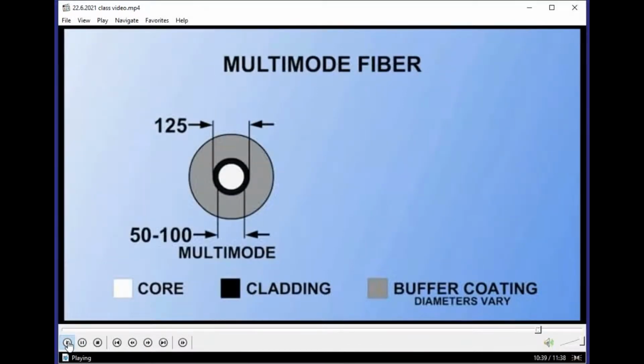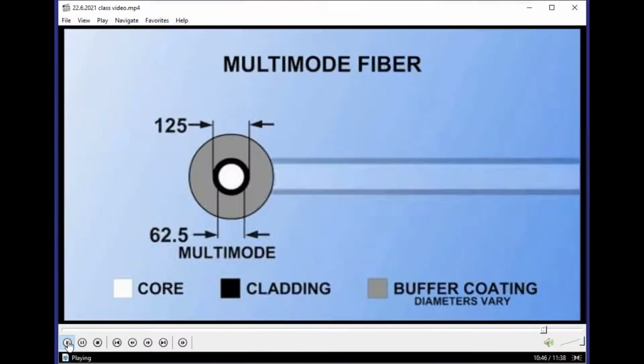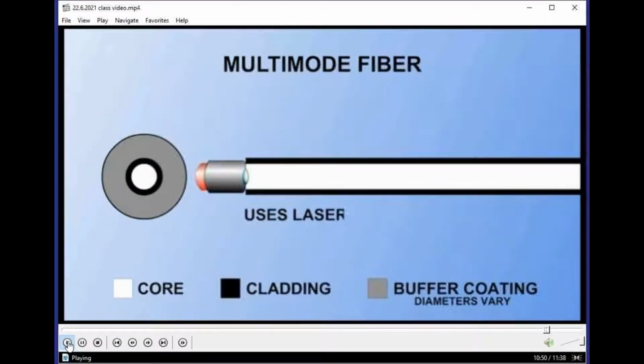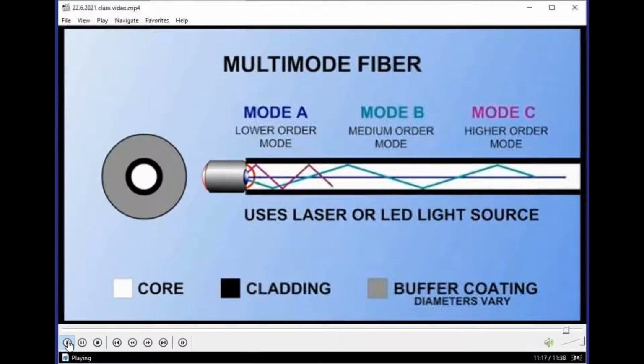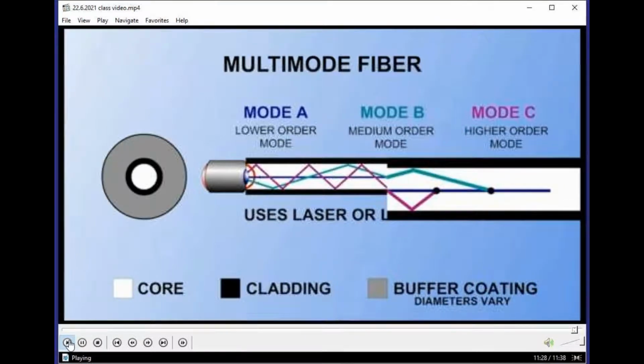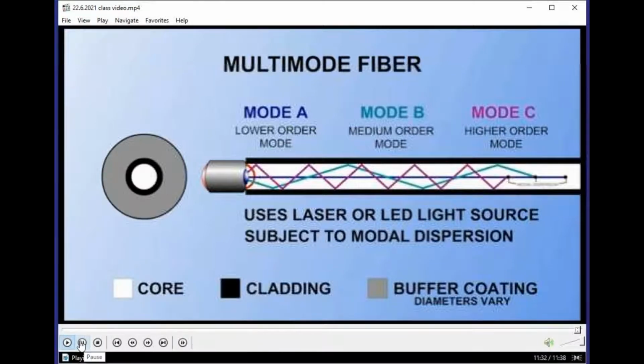Multimode fiber has a larger core diameter of 50 to 100 microns. The most commonly used sizes are 50 or 62.5 microns in diameter. Multimode fiber can use either laser or LED light sources. The larger numerical aperture allows light waves to enter the core at a variety of angles. If the light wave enters the core at an angle close to 0 degrees, it is referred to as having a lower order mode. As the entering light wave deviates from 0 degrees, the order of the mode increases. The higher the order of the mode, the more the light wave will strike the cladding as it moves down the core. Consequently, a higher order mode takes longer to reach its destination. This timing difference between higher and lower modes creates modal dispersion and degrades system performance.